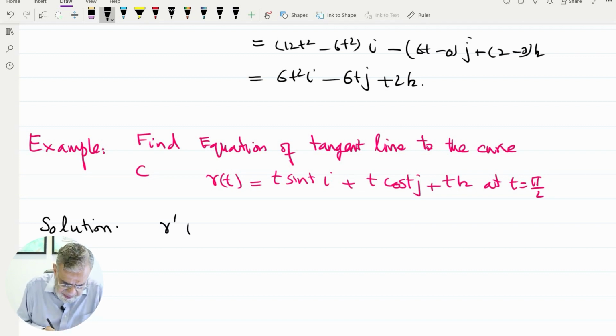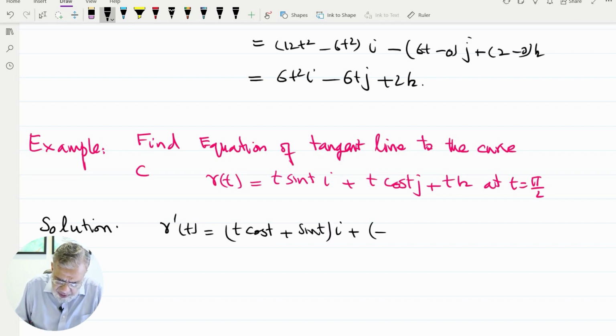That's my r dash of t. For r dash of t, we use the product rule. We have t sine t, so the derivative of the first function times the second, t is 1, so we have sine t i, then the derivative of t cosine t is cosine t minus t sine t, so plus cosine t j and plus k, because the derivative of t is 1.